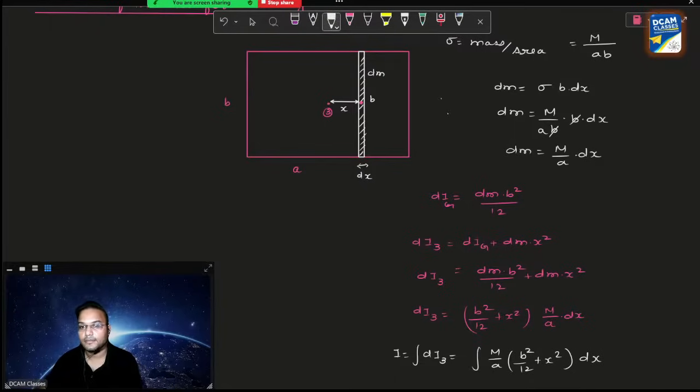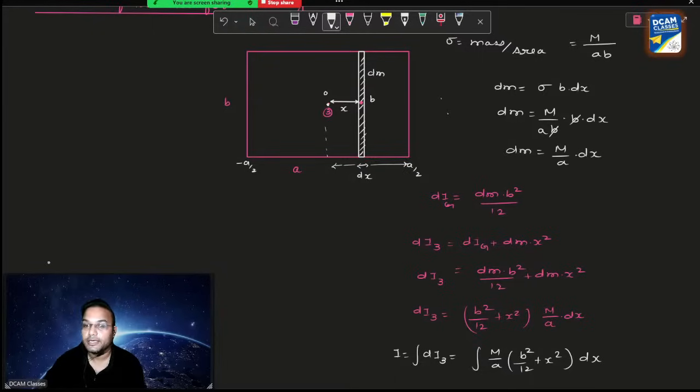0 to a? No, see, you have to remember from where I am taking x. I am taking x from the center. So my origin is at point 3, this point. If I move from this origin to the left side, it will be minus a by 2, and from the origin to the right side, it will be plus a by 2. You have to be very particular about from where you are taking the distance.